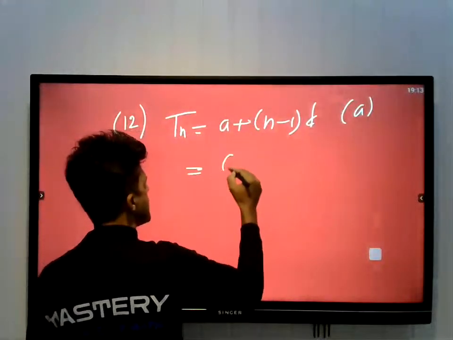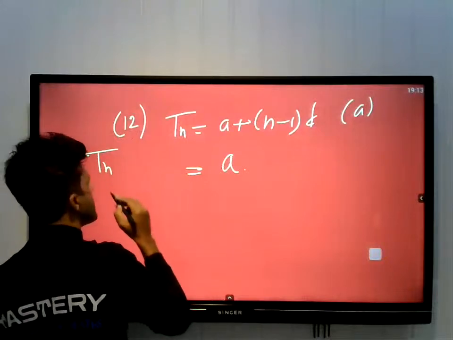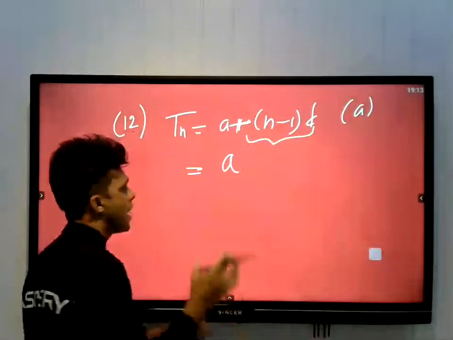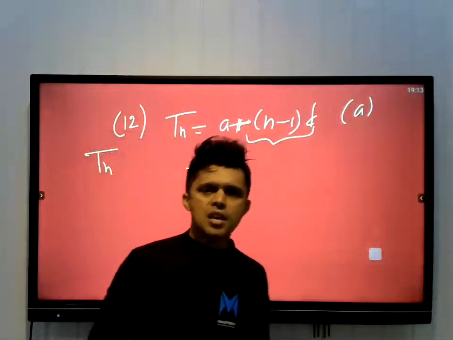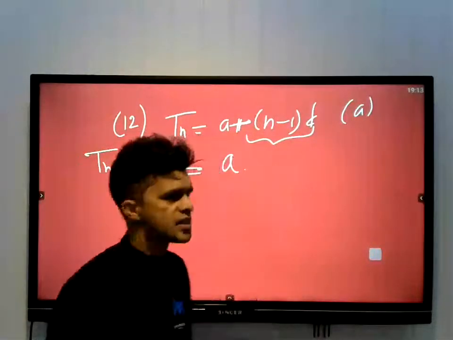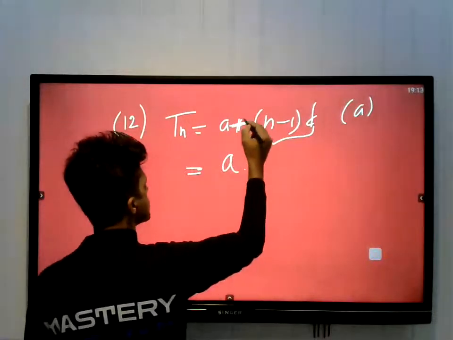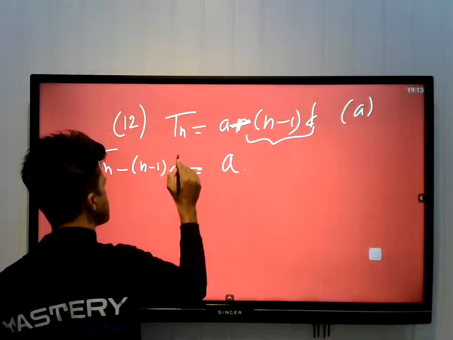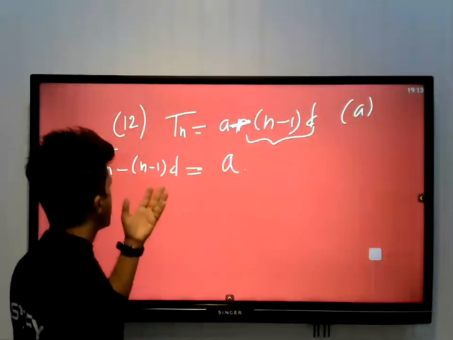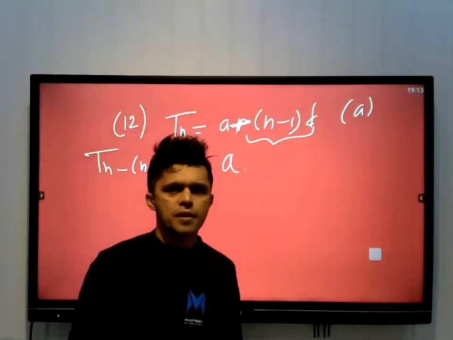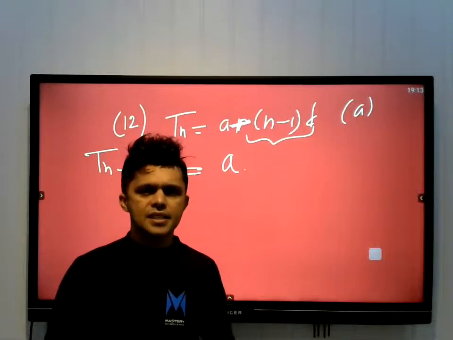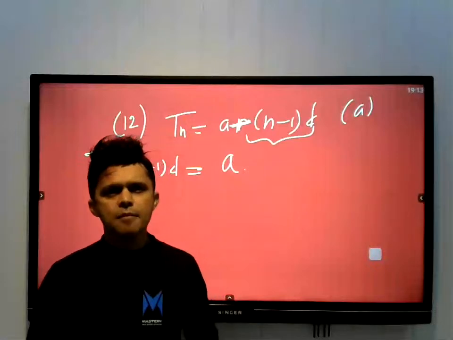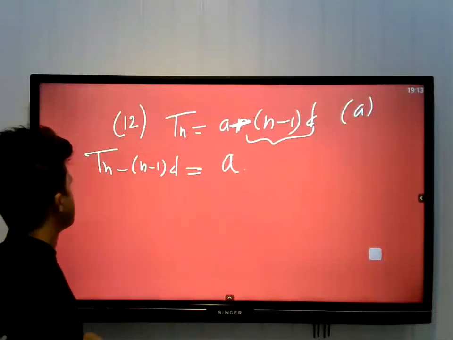Here a, then tn. This whole segment, n minus 1 times d, can be brought to the other side. Here it is positive, so it becomes minus n minus 1 times d. So tn minus n minus 1 times d equals a. In this way we are able to write the term a as the subject.